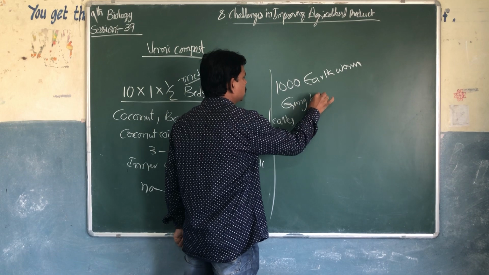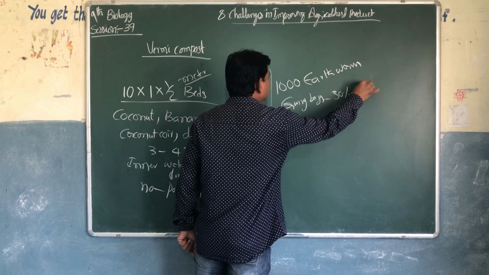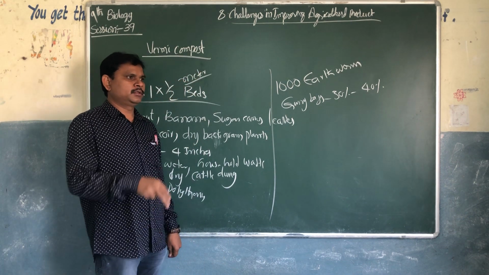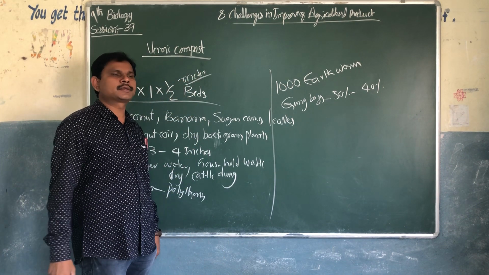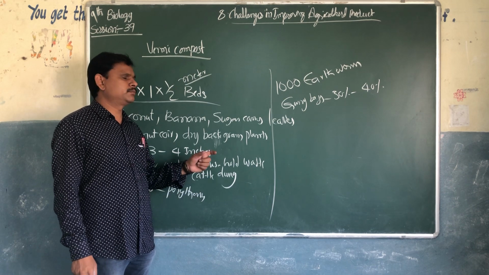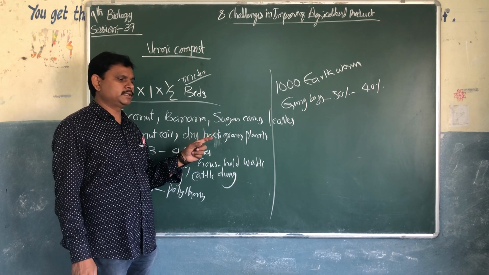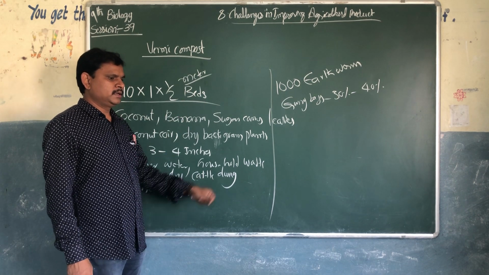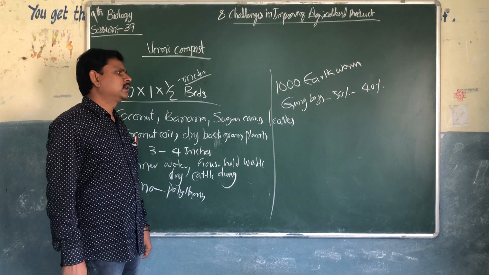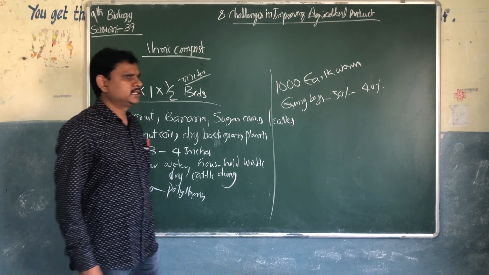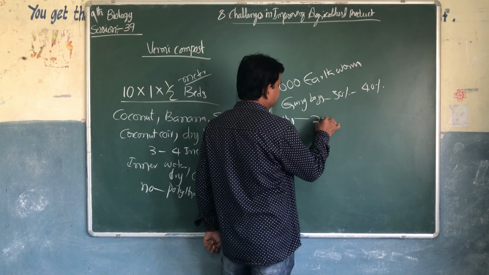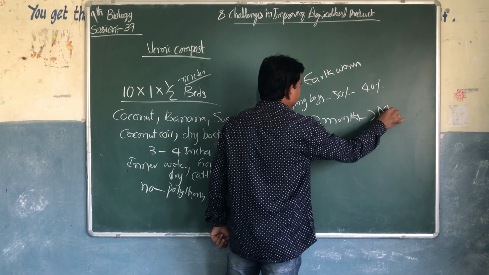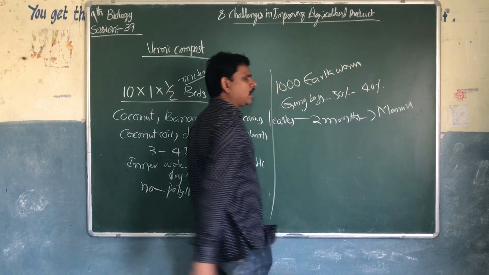They used gunny bags in the top layers. The gunny bags should always be at 30 to 40% moisture. So after 60 days, around 2 months, the manure is ready, and they collect the manure.